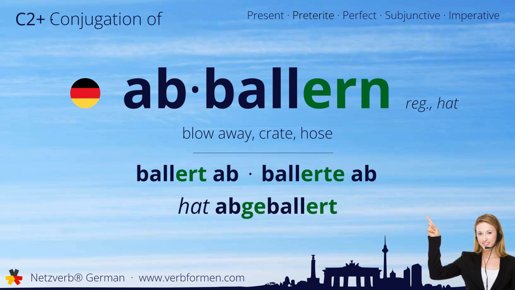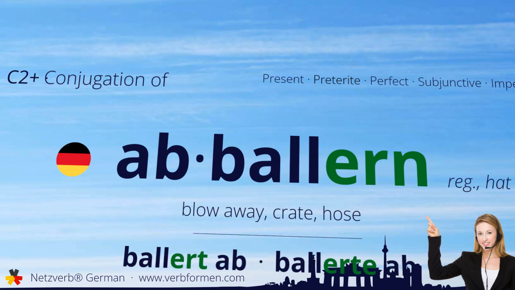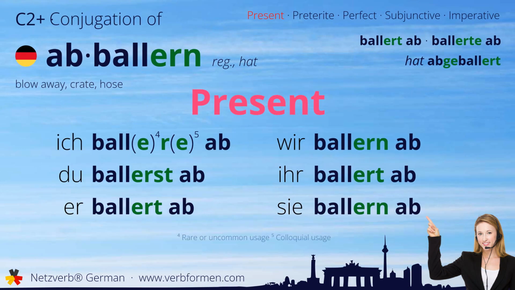Now let's move on to the tenses. First, we'll take a look at the present tense. Ich baller ab. Du ballerst ab. Er ballert ab. Wir ballern ab. Ihr ballert ab. Sie ballern ab.